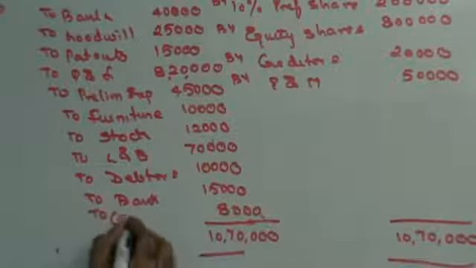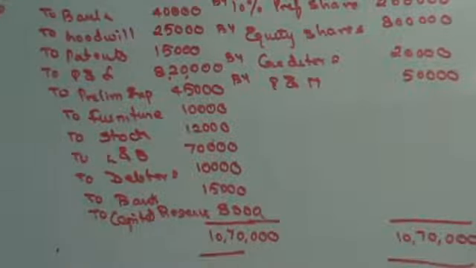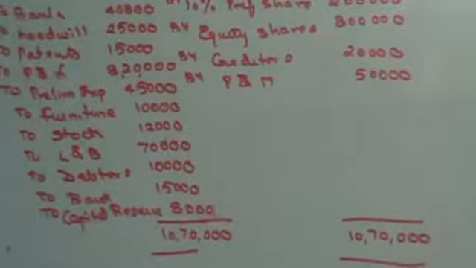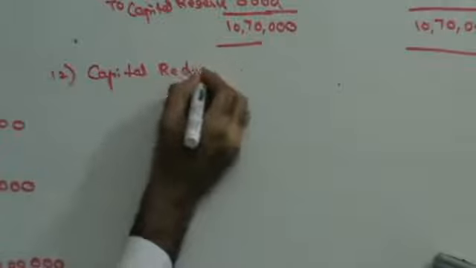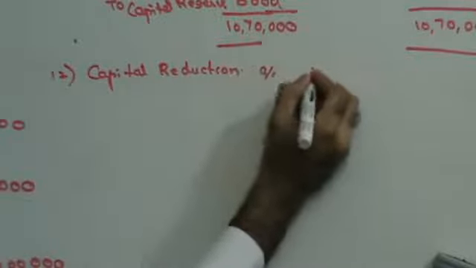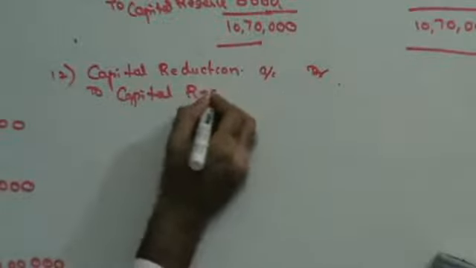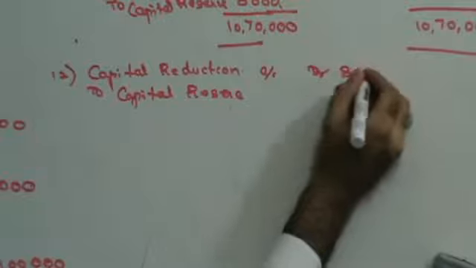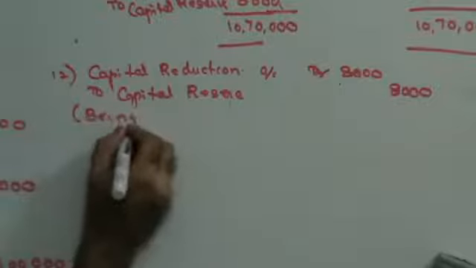This is the capital reserve. Now you need to pass a journal entry for this. Capital reserve is on the debit side, so in the journal it will go on the credit side. So this will be capital reduction account debit, to capital reserve, 8,000. Being capital reduction balance.